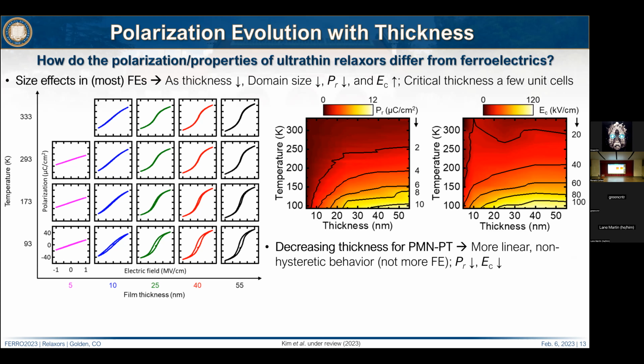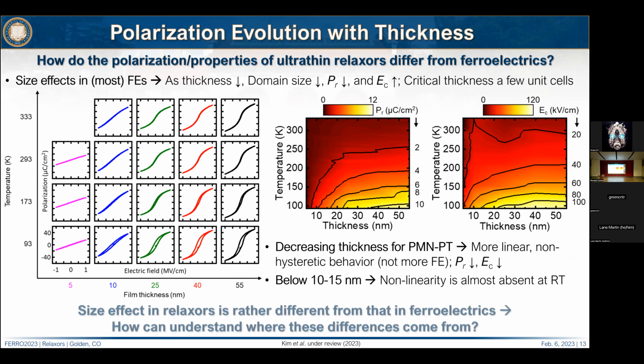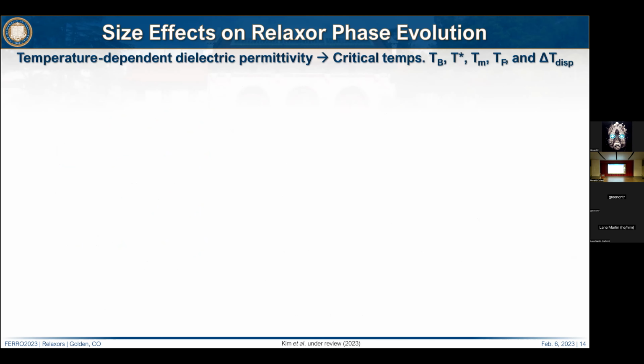As you decrease the thickness for PMMPT, however, what we see is something that trends towards more linear dielectric response. It does not become more ferroelectric. We don't see it eventually, even though it's strained a little bit compressively, just turning into a ferroelectric system. The remnant polarization goes down, but also the coercive voltage field goes down as well. Below maybe 10 to 15 nanometers, we pretty much don't see any nonlinearity, very, very minimal left over at room temperature in these systems. Okay, so it's a little bit different than what happens in a ferroelectric, and we want to try to understand where this comes from.